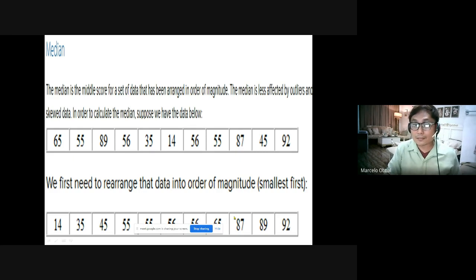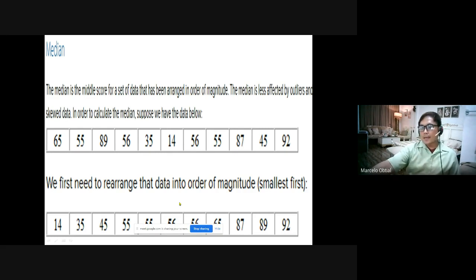Okay? It does not mean 6 yung ating median. We're just instructed that nasa 6th place yung median na value. Okay? So again, 6, na 1, 2, 3, 4, 5, 6. So 56 yung median natin na value dito.